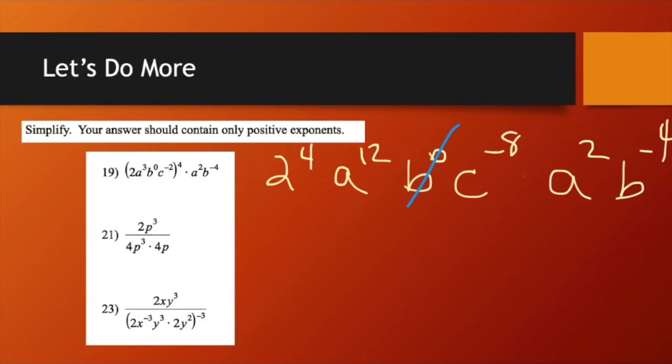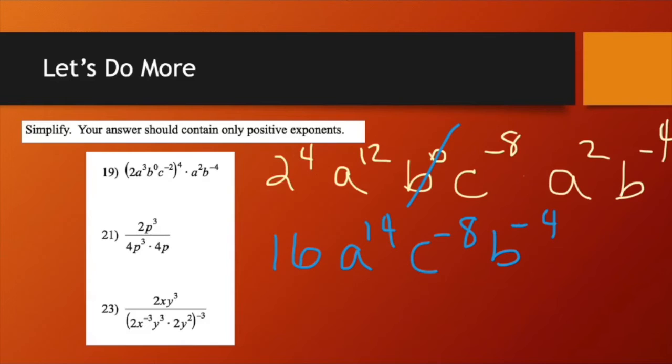Okay. What's 2 to the 4th? 16. Okay. How many a's do I have? 14. c is there's nothing to go with it, so it's just c to the -8, and b to the -4. Okay, we're not done. Look at the instructions. Instructions say your answer should contain only positive exponents, and we have c to the -8 and b to the -4.